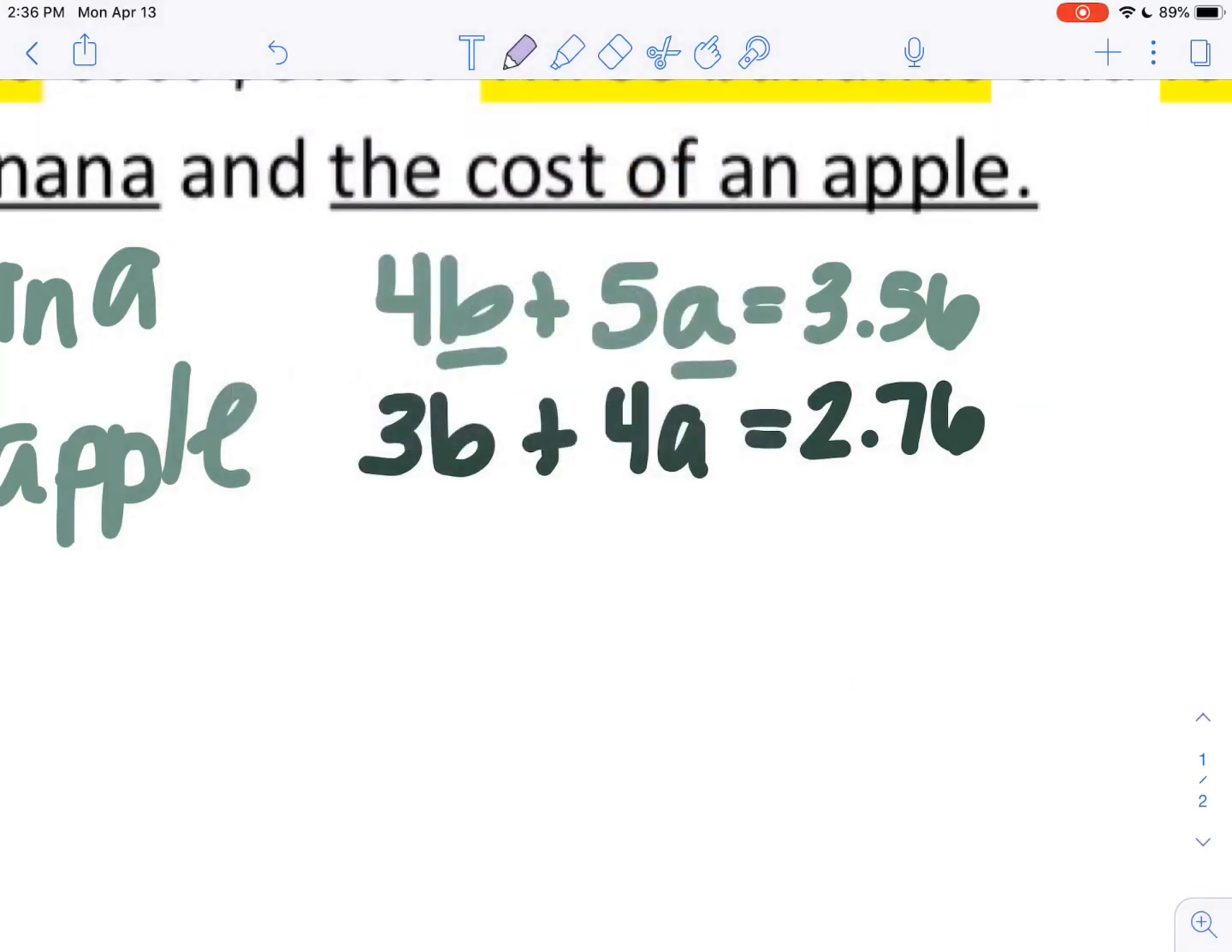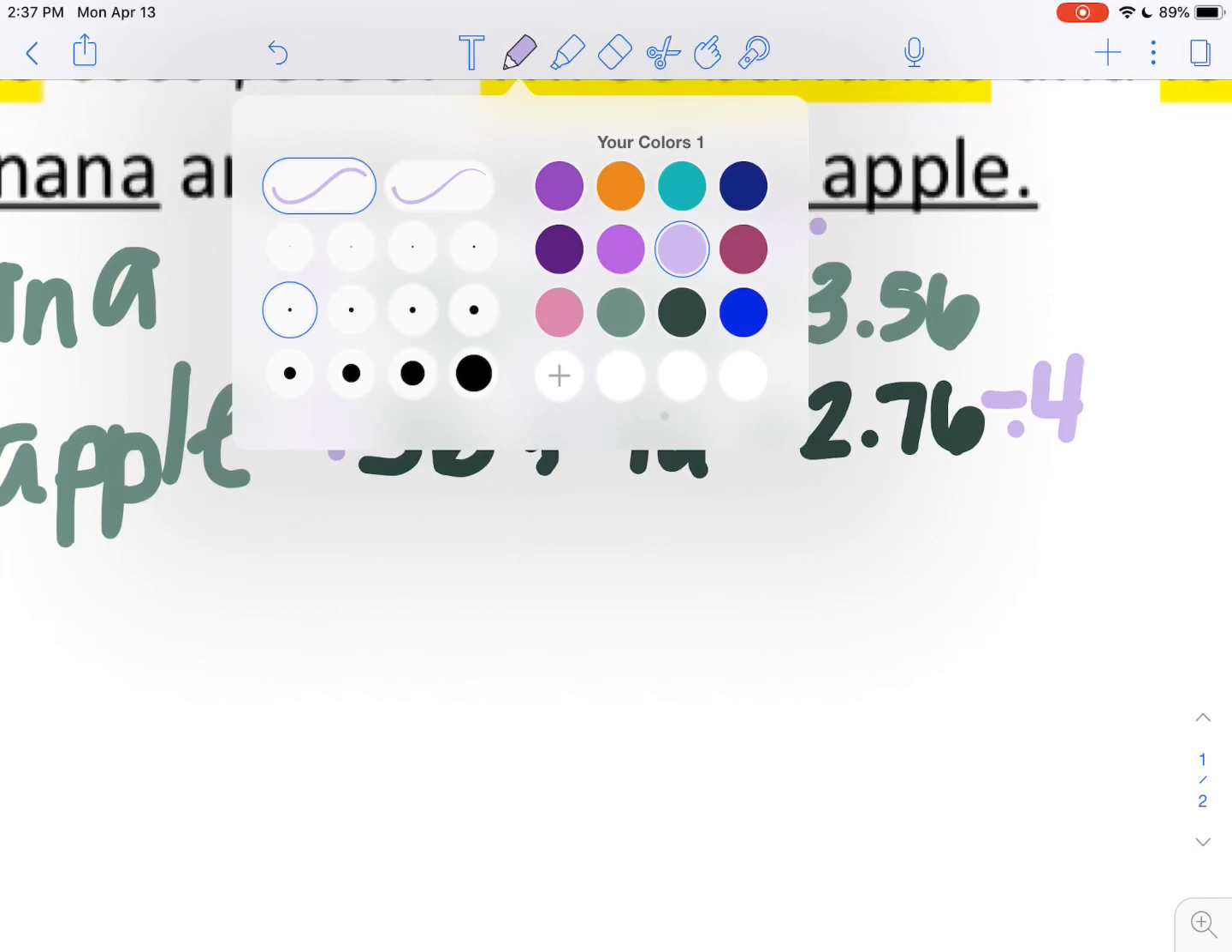So remember, with elimination, we want to pick a variable to get rid of. I'm going to choose the B. And so a number that I can make 4 and 3 match at is 12. So I'm going to multiply this top one by 3. And I'm going to multiply this bottom one by -4, because remember, they need to be the same number but opposite signs.